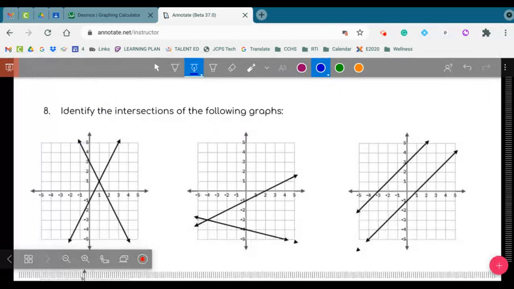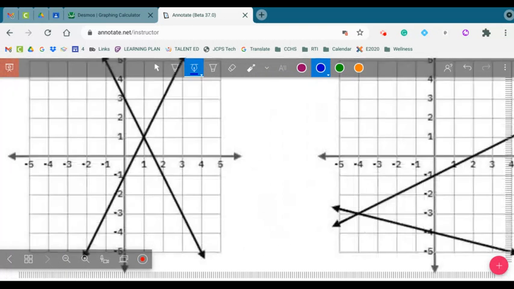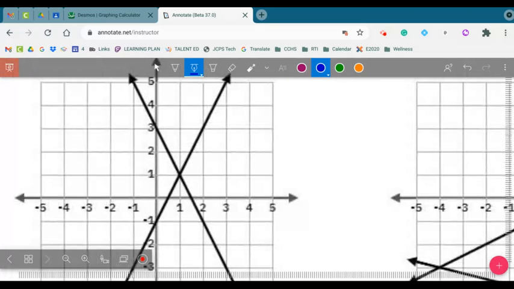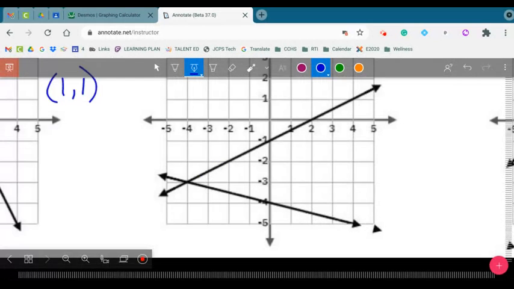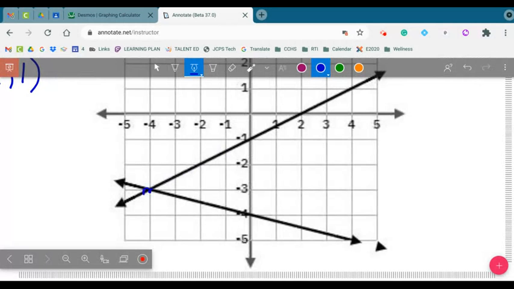Okay, next says identify the intersections of the following graphs. On this first one, intersection is where the two lines meet. Where do they intersect? Where do they cross? This one crosses at this point right here, so 1, 1 is their intersection. This one crosses right down here, which is negative 4, negative 4.